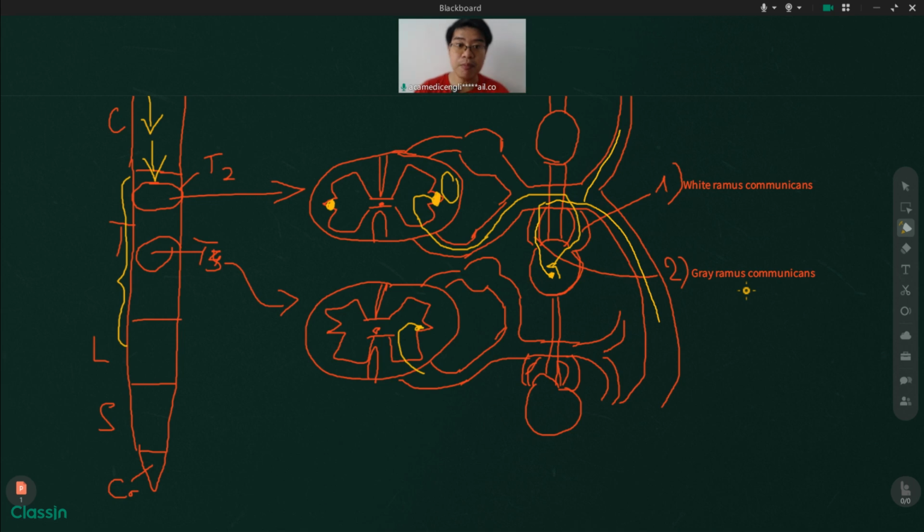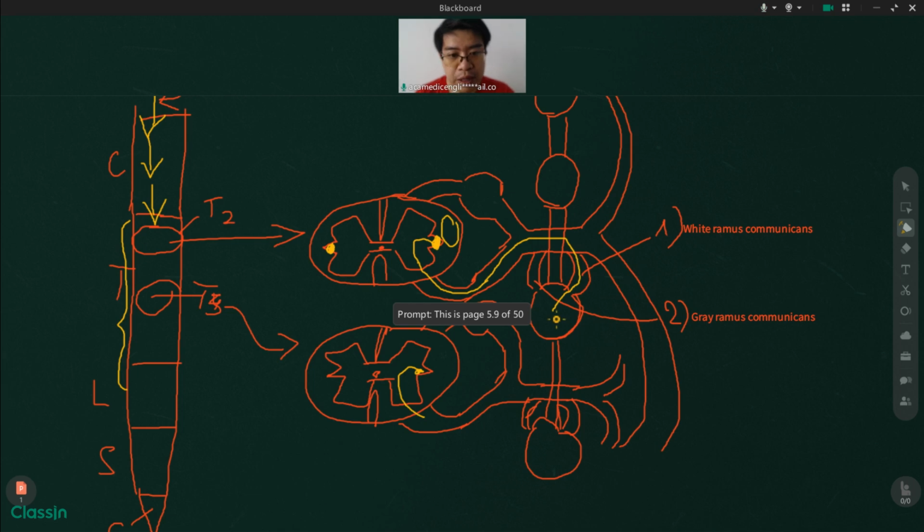But that is not the only thing that this preganglionic neuron can do. That is simply the first path. The first path is to synapse with a postganglionic neuron. But it will also have multiple other pathways that it can take. Number one, it can bypass the synapse here altogether.